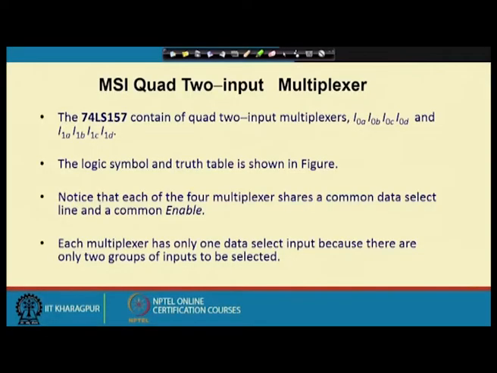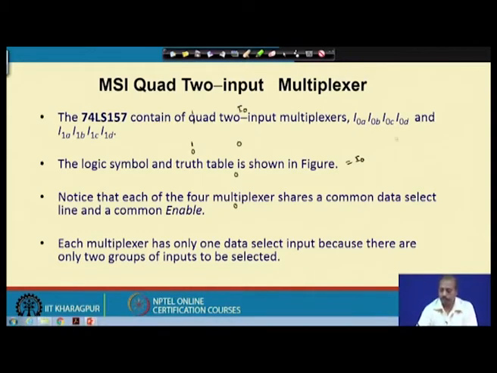We can look into some chips that realize these multiplexers. For example, this 74157 chip. It has got quad 2-input multiplexers. That means in the chip there are 4 multiplexers. So, if this is the full chip, there are 4 multiplexers, and they are all 2-input multiplexers.